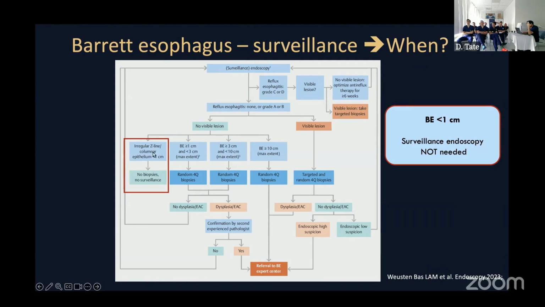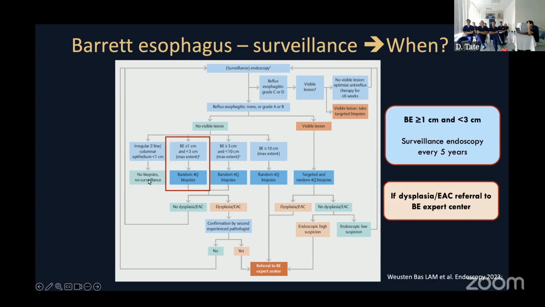So if you find less than 1 centimeter of columnar epithelium, no biopsies, no surveillance. If you find Barrett's esophagus of more than 1, but less than 3, random 4-quadrant biopsies. If you find more than 3 and less than 10, random 4-quadrant biopsies, but we should be referring to an expert center if there's any dysplasia. That's also the case here.